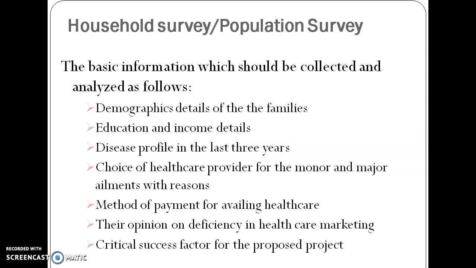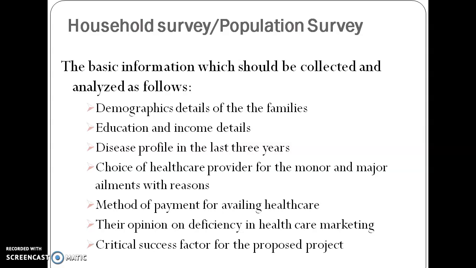So the first type of survey is also known as the household survey or the population survey. From the name itself, we can make out that it is a population survey. That means you are going to a population and doing a survey from them, right? The basic information which should be collected and analyzed is as follows: demographic details of the families, education and economic income details, disease profile in the last 3 years, choice of healthcare provider for minor and major ailments with reasons, method of payment for availing healthcare, their opinion on deficiency in healthcare, and critical success factors.